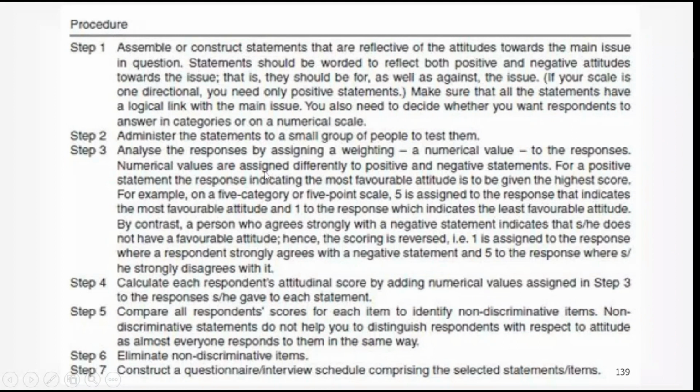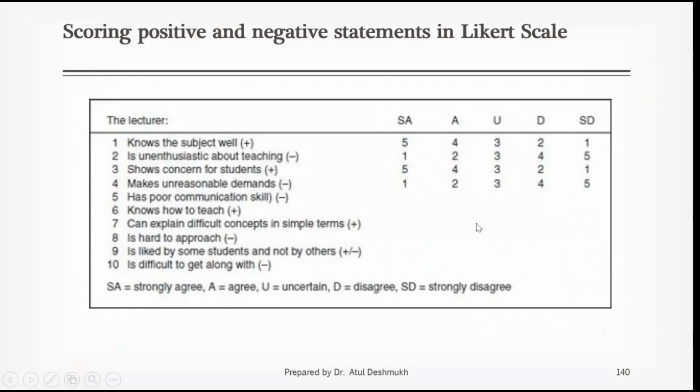Analyze the responses by assigning a weightage, like weighing a numerical value to the responses. Numerical values are assigned differently to positive and negative statements. Okay. Numerical values are assigned differently to a positive and negative statement. So what is written here? For a positive statement, the response indicating the most favorable attitude is to be given higher score, right? Now it's a 5-point scale. What the statement says?